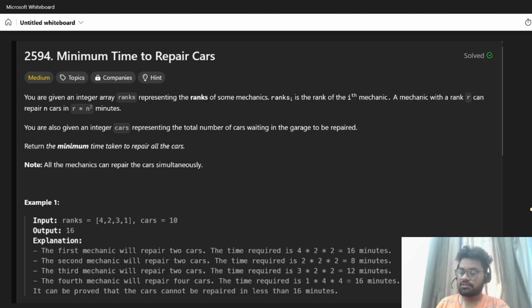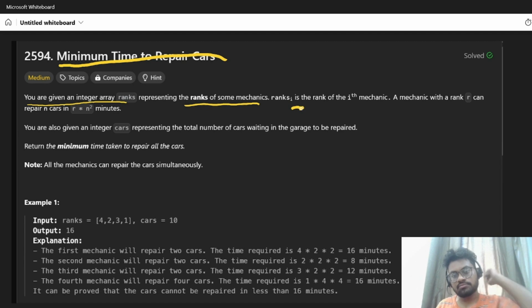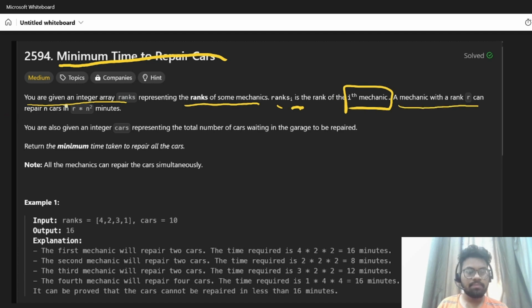So today we're gonna discuss the LeetCode problem of the day, which is Minimum Time to Repair All the Cars. You are given an integer array ranks representing the ranks of some mechanics. Each ranks[i] is the rank of the ith mechanic. A mechanic with a rank r can repair n cars in r into n square minutes.